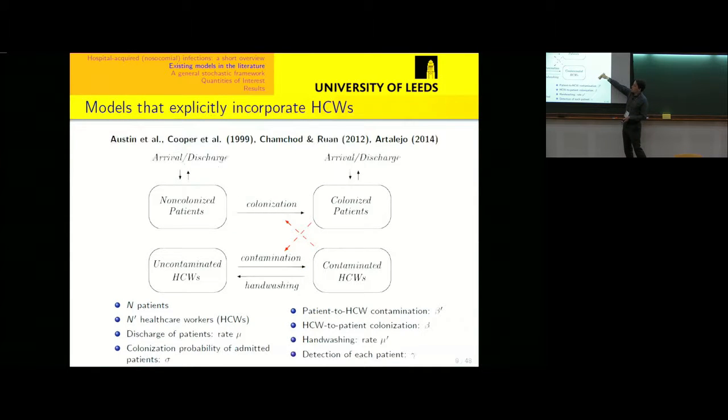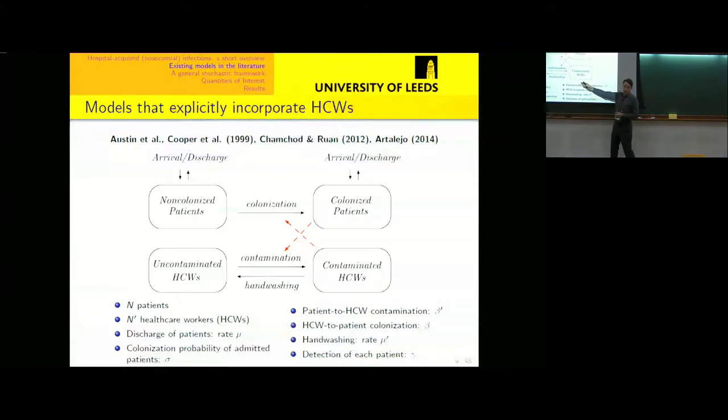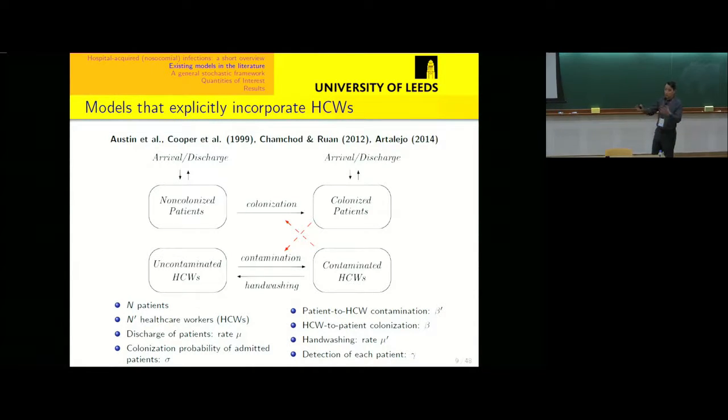You include the vector and then you include your hypothesis about how a colonized patient contaminates a healthcare worker, how a contaminated healthcare worker can colonize a patient, and then also how a contaminated healthcare worker, by washing their hands, can become uncontaminated. And you still can have arrival and discharge of patients in the hospital, and you make, again, a number of assumptions about all your rates and all your probabilities in your process, at what rate these events happen.